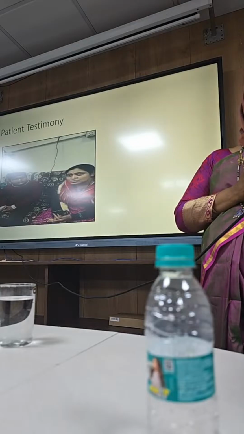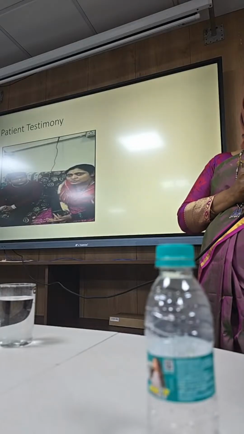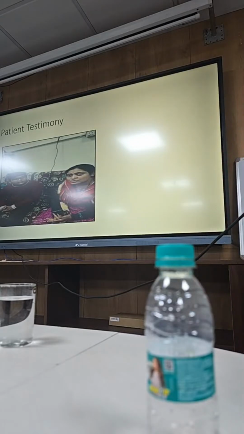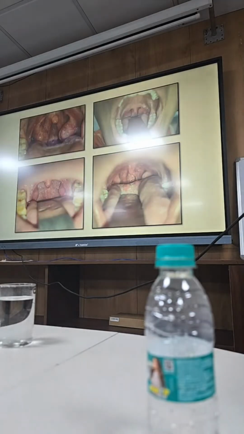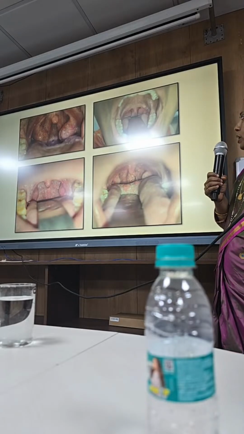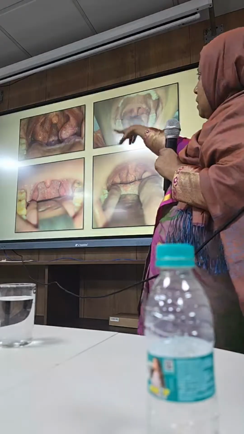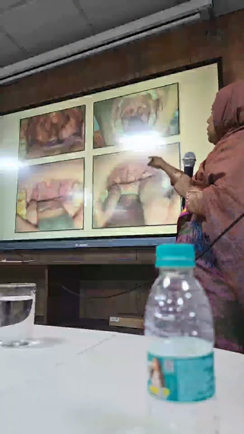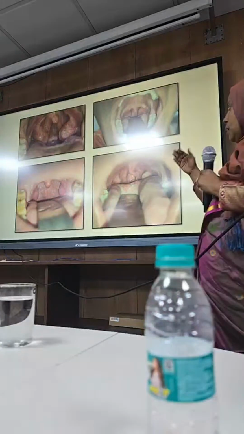You have to do at least 3 sittings of the Shara. In this chronic fibrotic type also, you can apply Shara. It gives very good results. You can see the reduction in the size of the tonsils.